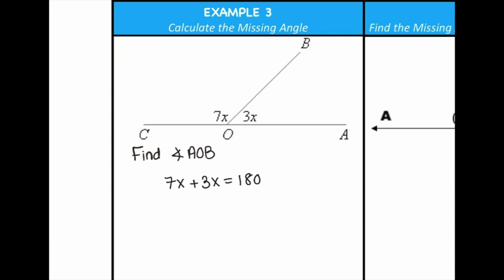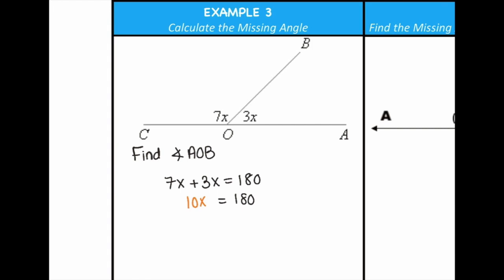So I'm going to have to, just like the last problem, combine my like terms in order to find x, but that's not going to be my final answer. But let's do that first. So in this equation that we've created, 7x and 3x are like terms. We're going to combine their coefficients and the variable doesn't change. So 7x plus 3x is 10x, and that needs to equal 180 degrees.